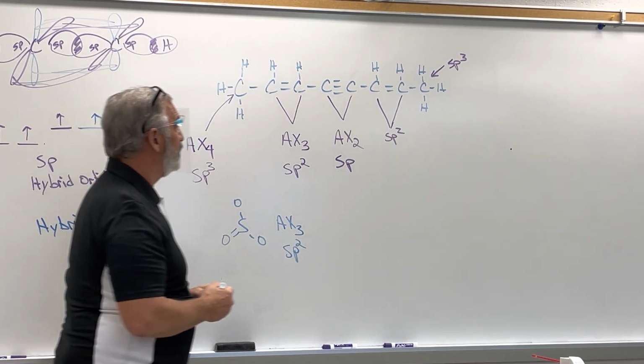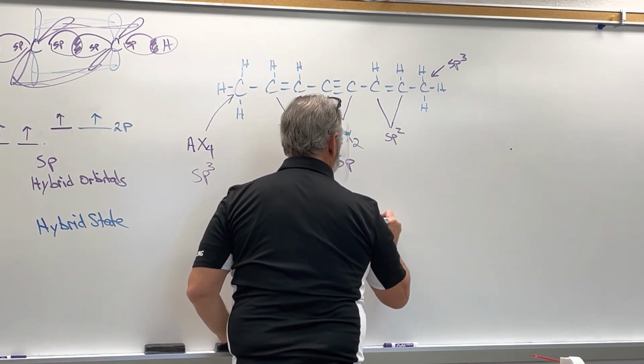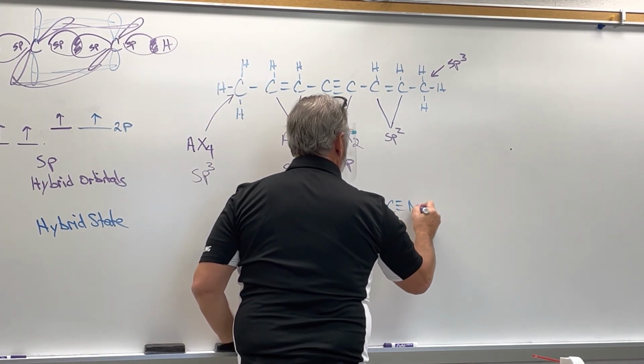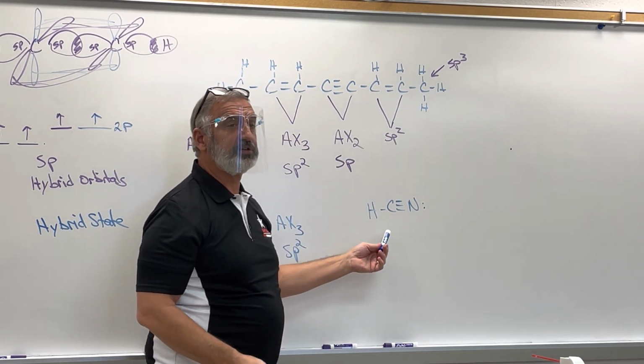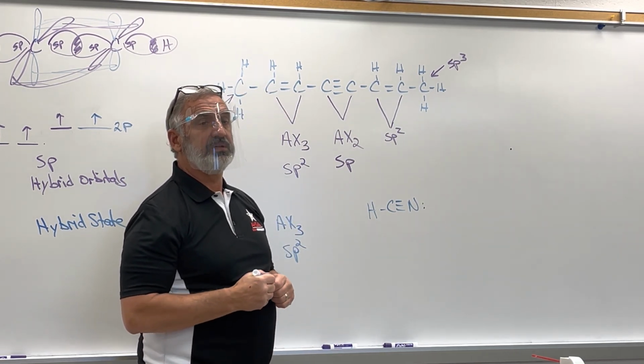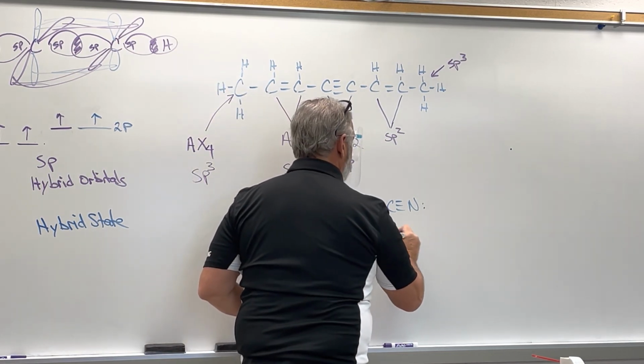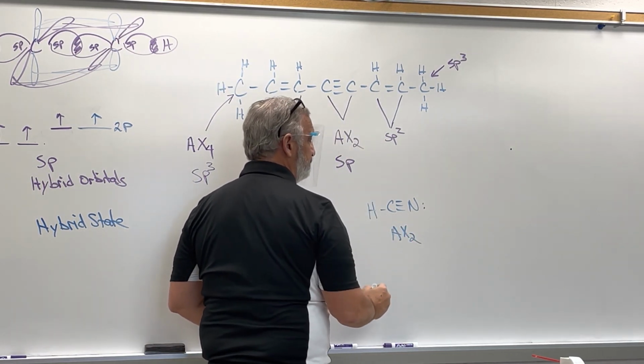Okay? So HCN, okay, and we're just going to look at the central atom. What's the AX formula for carbon here? AX2. So what type of hybridization is that? sp.